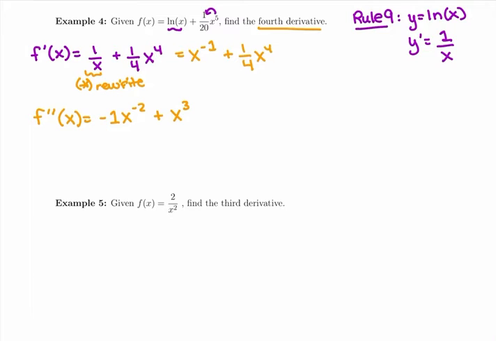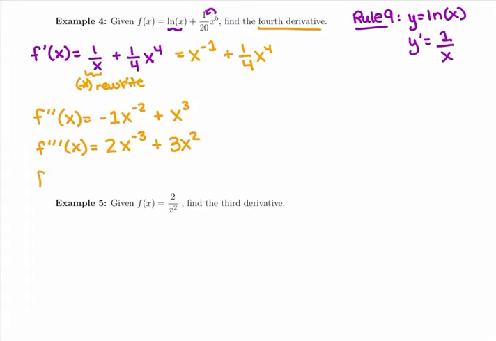So hey, the derivatives are kind of getting nicer as we go. Sometimes that happens with higher order derivatives. We're going to bring down the power again. Negative 1 times a negative 2 is going to be, two negatives are going to be a positive 2x to the negative 3. Derivative of x to the 3 is going to be 3x to the 2.